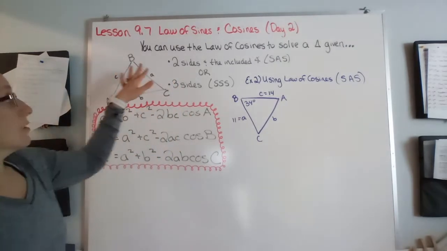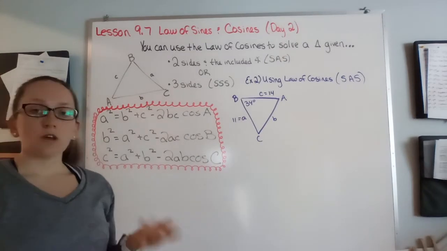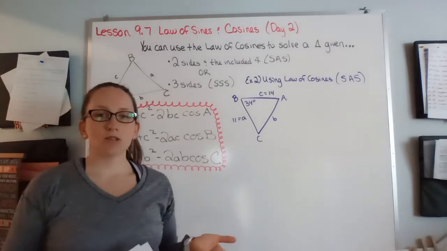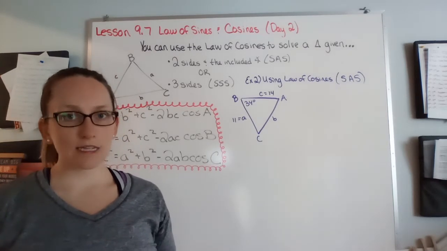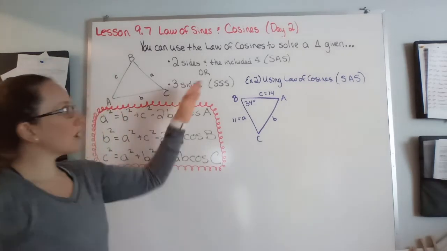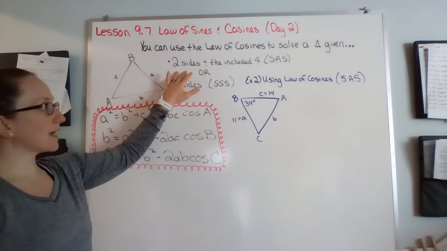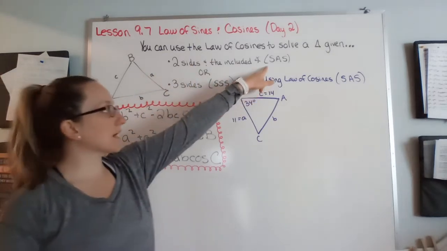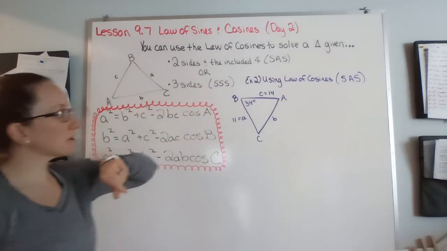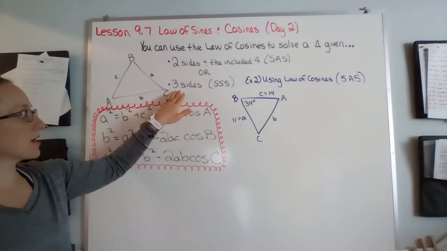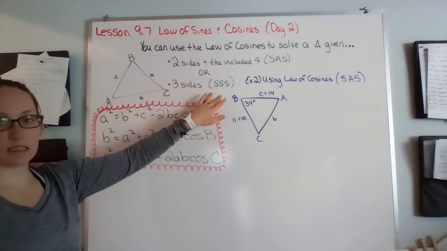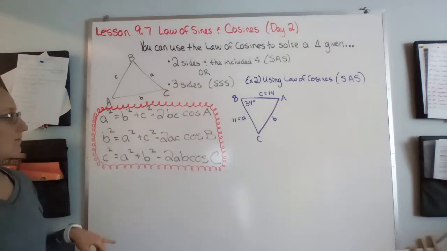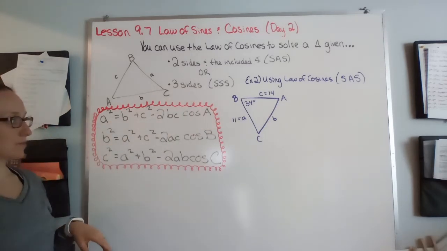So we're going to use law of cosines to solve a given triangle. Again, what does it mean to solve a triangle? It means to find all the missing angle measurements and side lengths. You can use law of cosines when you're given two sides and an included angle, which is our SAS example, or when you're given three sides, side, side, side. The three formulas for law of cosines are listed below.